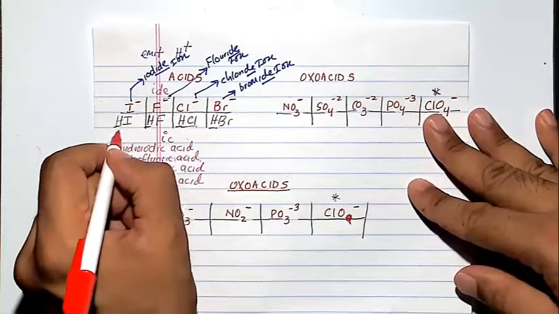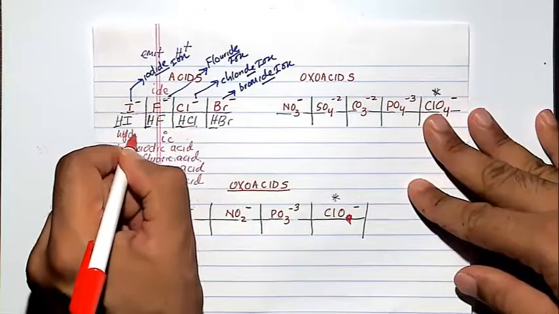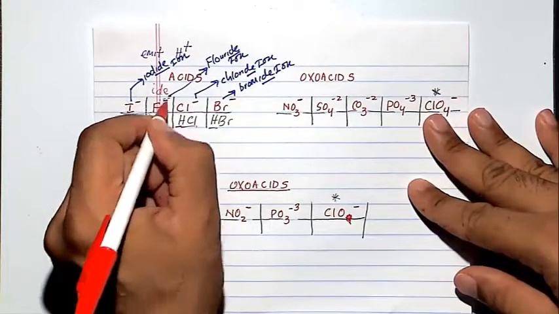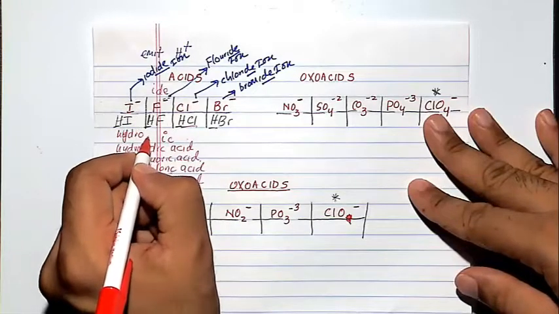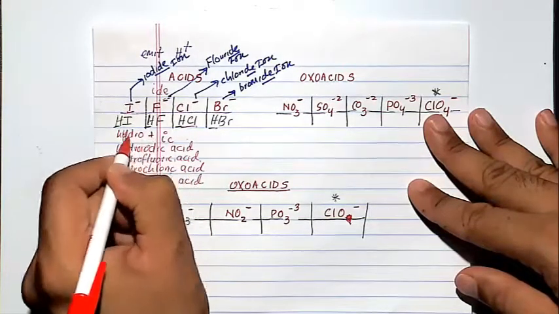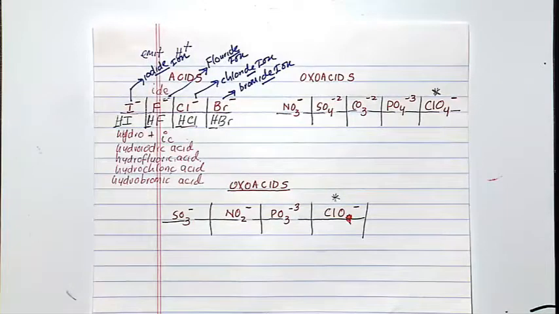So we have the ic, and then we also have the hydro prefix. So ide in the anion form, add an H+, you have hydro plus ic. Hydro is the prefix, ic becomes the suffix. With really the halogens that we see this phenomenon.